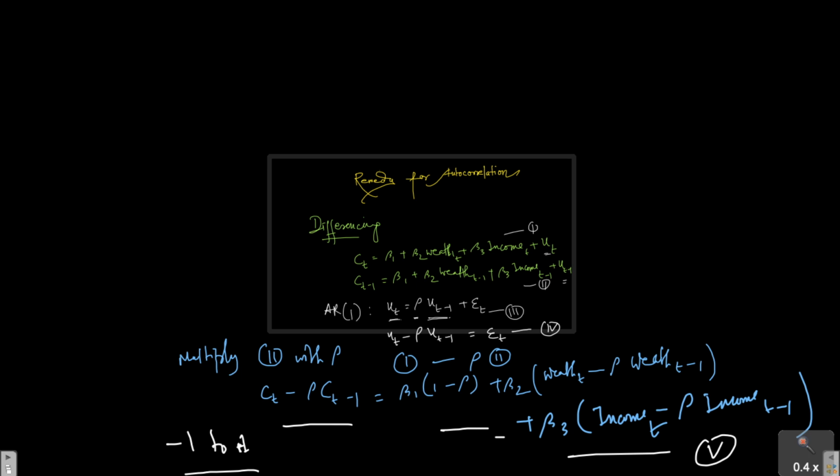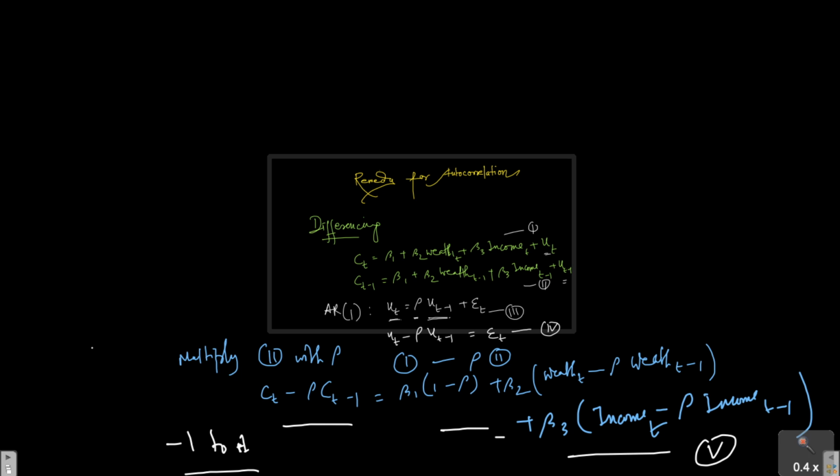The other way you can do this is you can run a regression between u_t and u_t minus 1 and identify the value of rho. You can actually identify the value of rho.